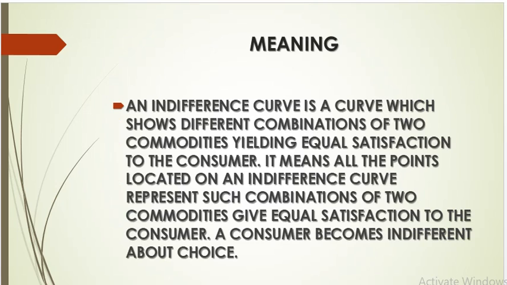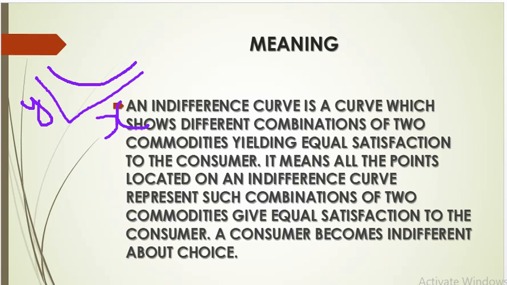Now we will understand what is the indifference curve. Here we are consuming two goods, X and Y, and this is the shape of the indifference curve. The points which are situated on this curve express the various combinations of X and Y. These are the locus of all such points. Indifference curve is a curve which shows the different combinations of two commodities which give equal satisfaction to the consumer.